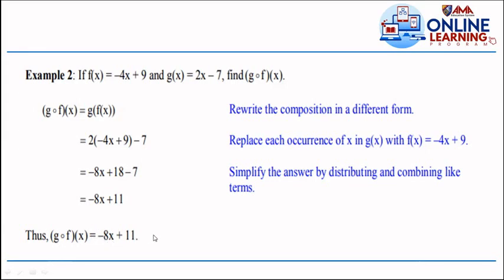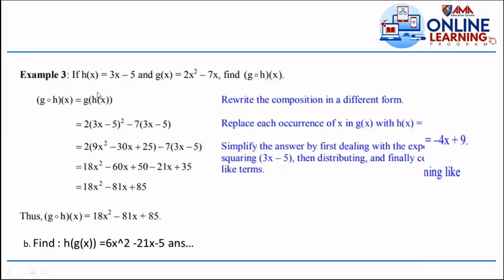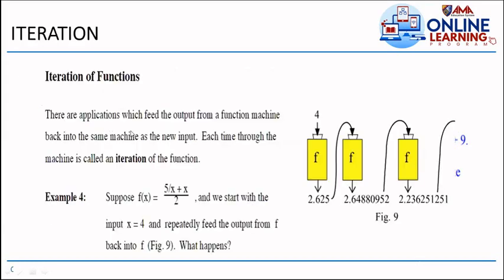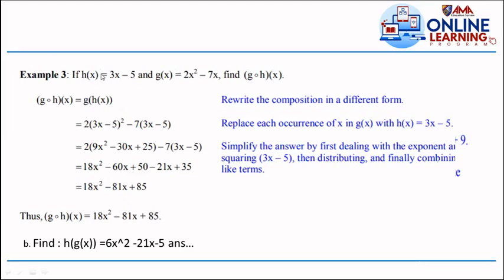Okay? Any questions po? Wala na? Wala ang tanong? So next, you have your example number 3. If h of x equals 3x minus 5 and g of x equals 2x squared minus 7x, find g of h of x.